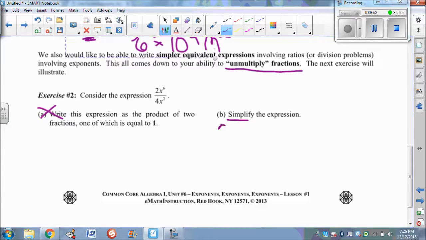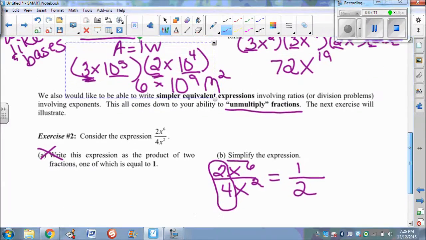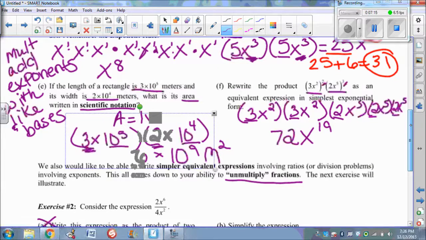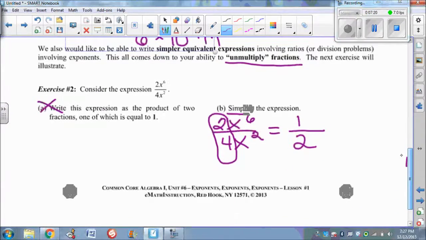So if I take this 2x to the 6th divided by 4x to the 2nd, so again, my coefficients are 2 and 4. So what is 2 divided by 4? In other words, simplify that fraction, which we know is 1/2. So if we were to back up here, when we're multiplying like bases, we add the exponents. So what do you think we do when we divide? Exactly, we subtract the exponents.